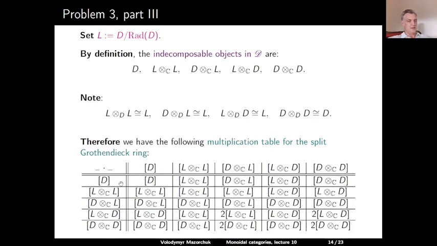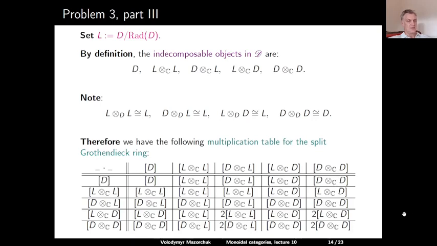So D is the identity, so the first row and the first column are just given by taking D to be the identity element. And then L tensor L times L tensor L is L tensor L. L tensor L times D tensor L is L tensor L. Multiplicity is 1 because L tensor over D D is L. It's one dimensional. Similarly, L tensor L times L tensor D gives you L tensor D. So the left part comes from here, the right part comes from here, and the multiplicity comes from here, 1.